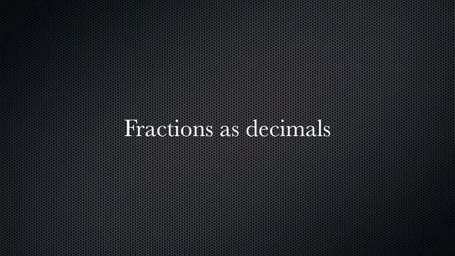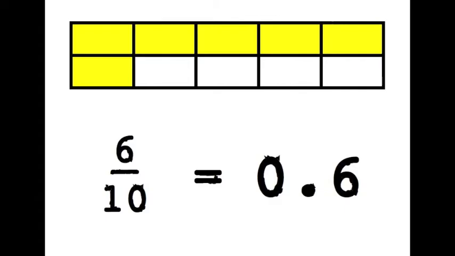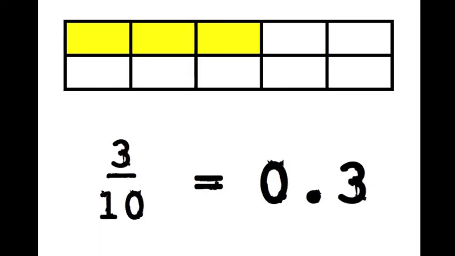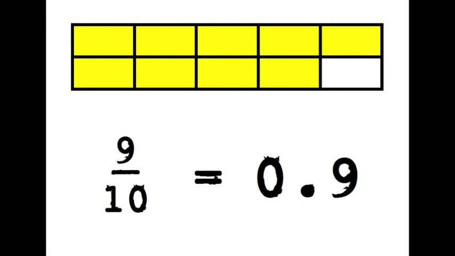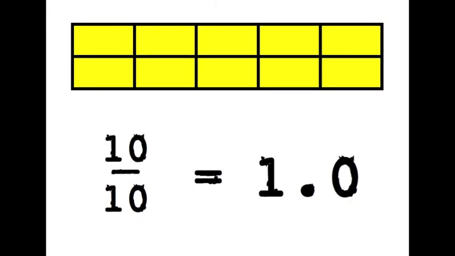Okay, so we can compare fractions and decimals now. So this is 6 out of 10, it's the same as 0.6. 3 over 10 is the same as 0.3. It's less than a whole. The whole thing isn't coloured in, but it nearly is. That's 0.9. Here's the whole thing coloured in. 10 over 10, or 1.0.